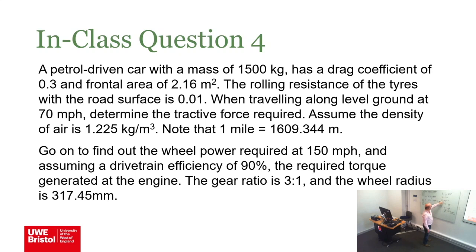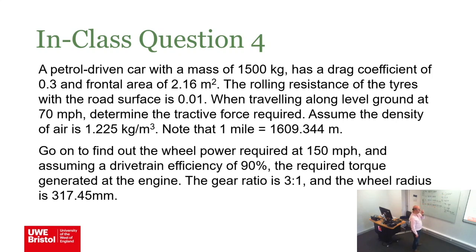And it's on a level road, so sine of 0 is 0, so that disappears, okay? We've got these two resistive forces. Work out what the tractive force is required to maintain that speed. Okay? So we're not talking about accelerating, we're just talking about tractive force required. Assume the density of air is 1.225 kilograms per meter cubed. Okay? So that's your road term. So we've got FA, FRL, work out what the tractive force is.